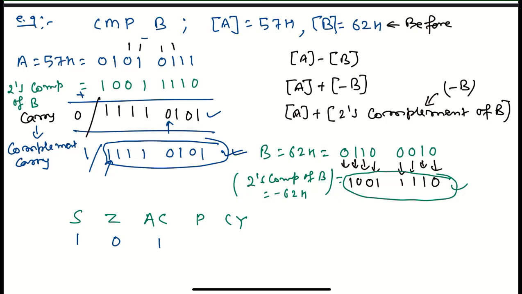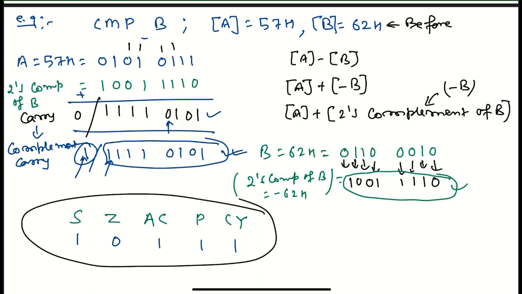In this subtraction result, the number of ones is 6, which is even, so the parity flag will be an even parity, and this bit will be 1. As per the result, the carry flag will also be 1. This is the impact on the flags after execution of this instruction. But basically, the zero flag and carry flag show the comparison result. I hope you understand this procedure.